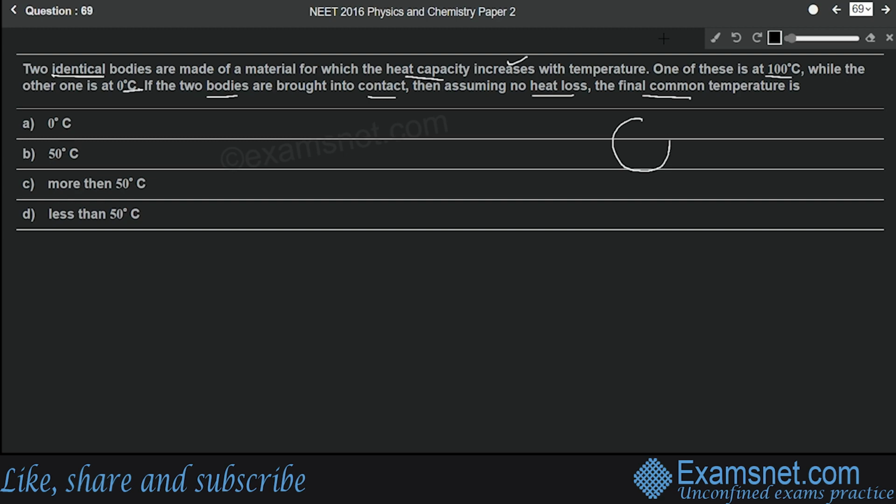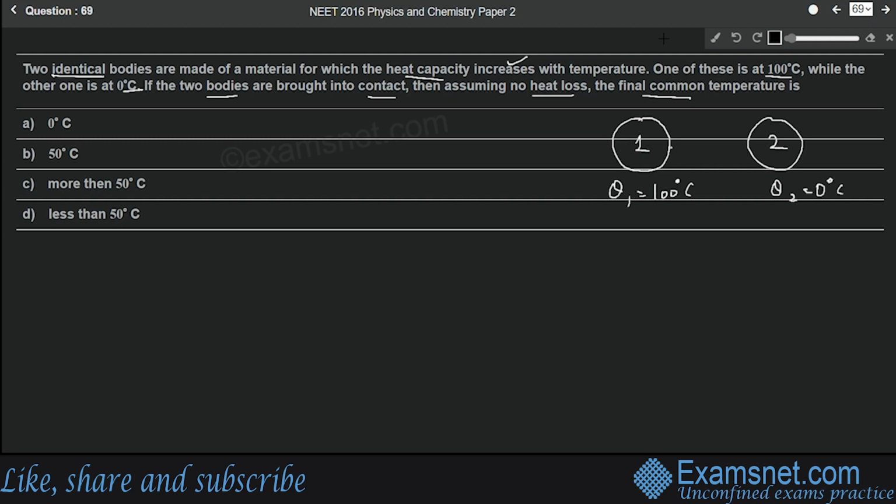So we have two bodies. This is the first body, this is the second body, and these two are identical. That means they will have the same mass. Now the first body is at temperature 100 degrees Celsius, so theta 1 is 100 degrees Celsius, and the second body is at 0 degrees Celsius, so theta 2 is 0 degrees Celsius.